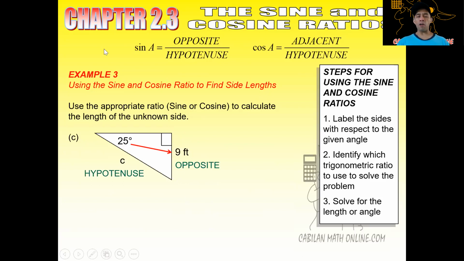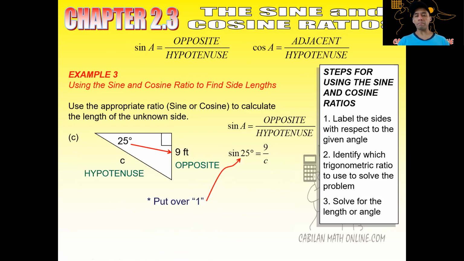We've seen this before because we've used the sine ratio before, but this is how this question is different from the other two. Notice when I put in the numbers, we're going to have something that looks like this. All I've done is replace the angle in for the capital A. Opposite here is the 9 feet. Hypotenuse here is the letter C. Now same set of steps: we take sine of 25 and put that over 1.